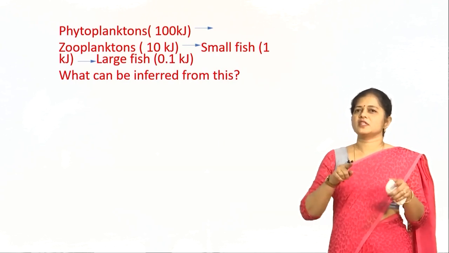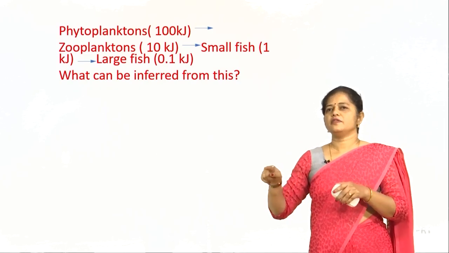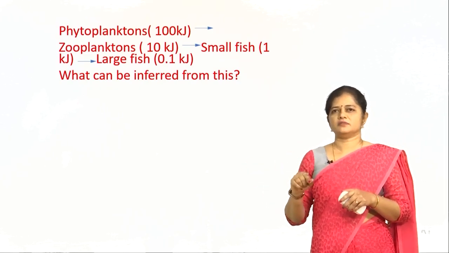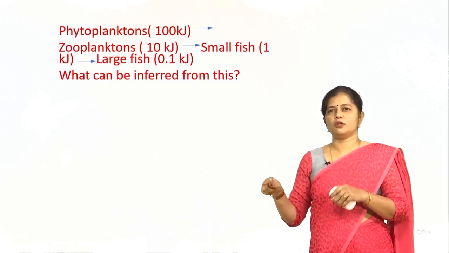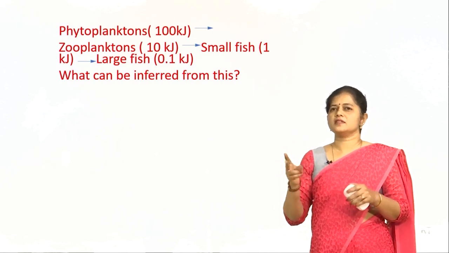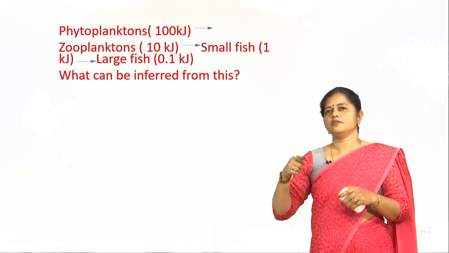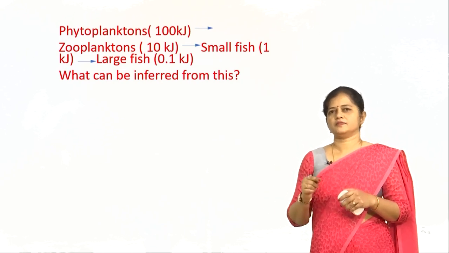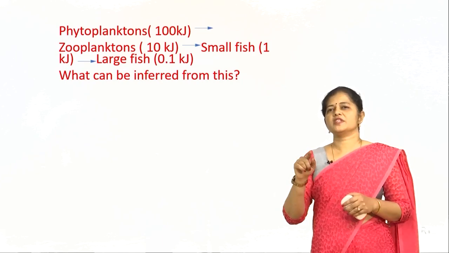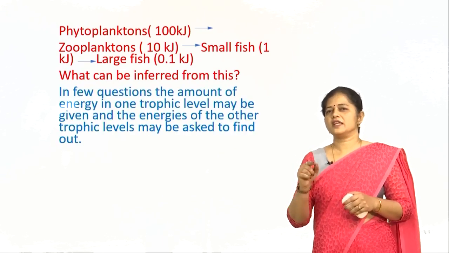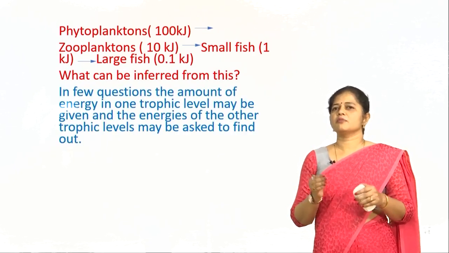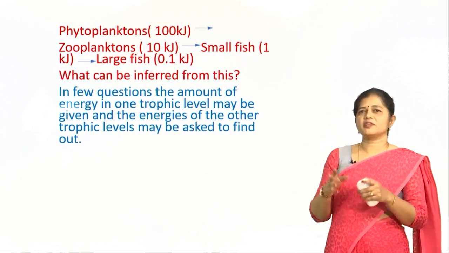So this question generally represents the flow of energy in an ecosystem. This is the 10% law. There are two answers. Either it can be the 10% law or the flow of energy. There are similar questions which can be asked. Now let's see. So in a few questions, the amount of energy in one trophic level may be given.